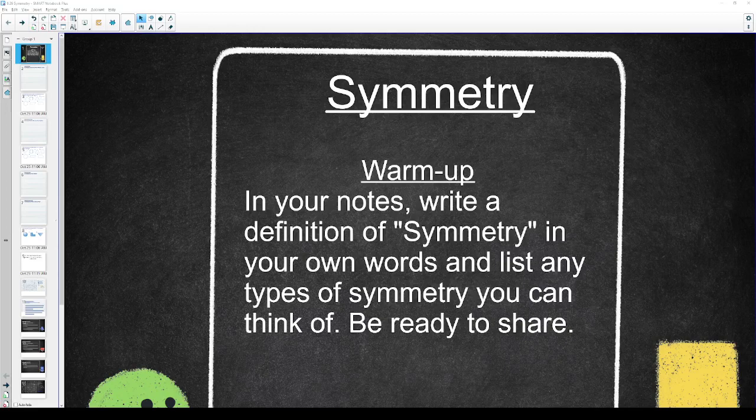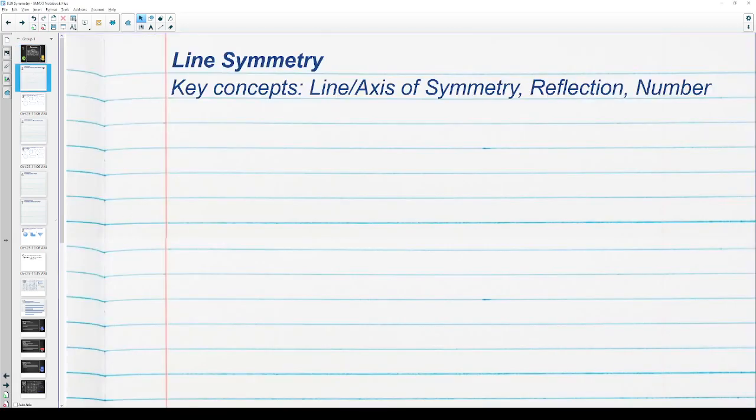Okay, today our topic is symmetry. We've been talking about different kinds of transformations, and some of those, you may have noticed, create different symmetries in the original shape and the final shape. So we're going to go through some different types of symmetry today. We're going to start off with line symmetry.